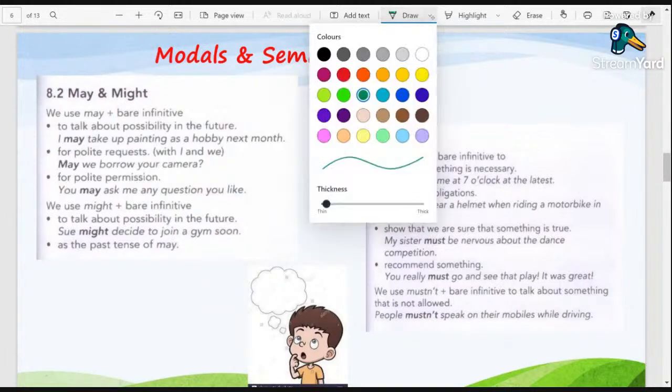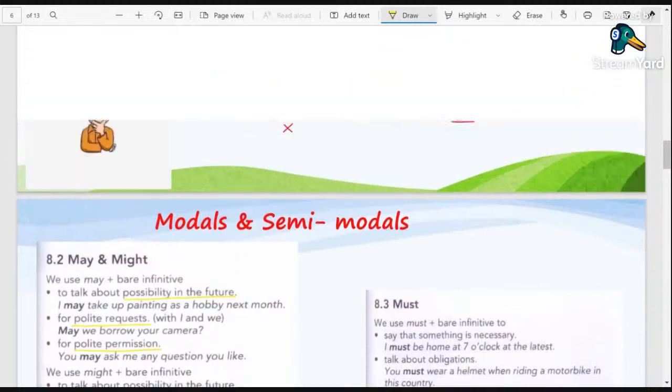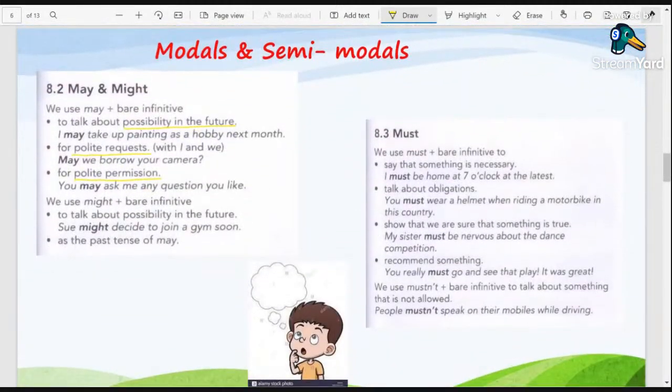Then may dengan might. Okay, may dengan might are two different things. We use may when we want to talk about possibility in the future, kemungkinan di masa depan juga. And for polite request and for polite permission. So may dengan apa tadi? Could hampir-hampir sama, tapi mungkin may ni je lebih bersopan lah. Then we use might untuk bercakap tentang possibility in the future juga, as the past tense of may. Ini paling common lah, past tense untuk perkataan may.